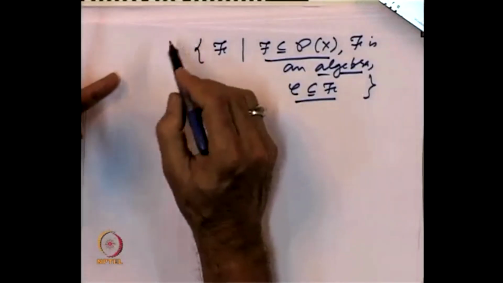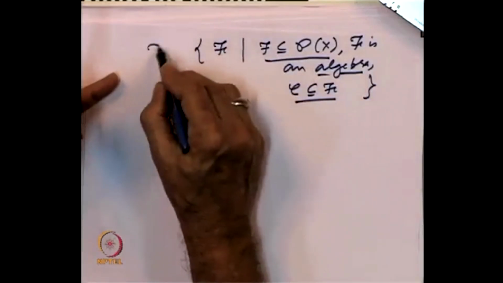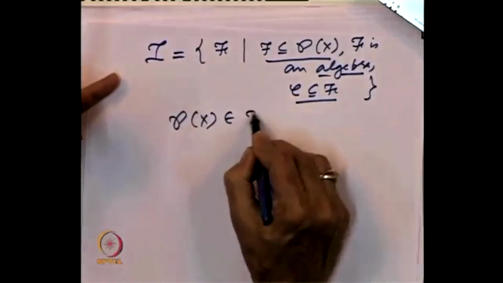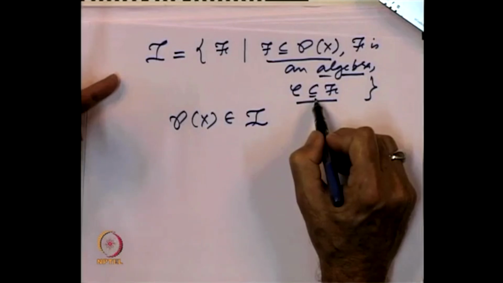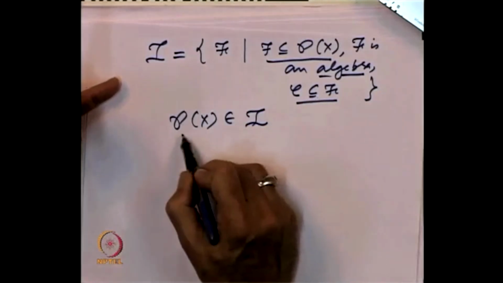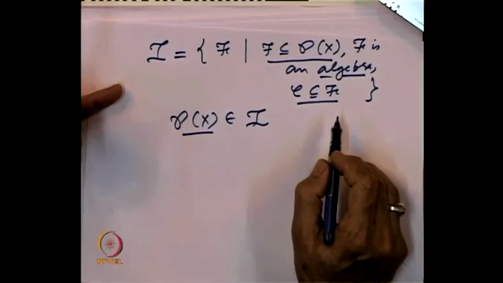First of all, let us observe that P(X) is an element of this collection. Let us call this collection, say, I. So this collection of all algebras which include C is a non-empty collection, because the power set of X, the collection of all subsets of X, is an algebra and includes C.